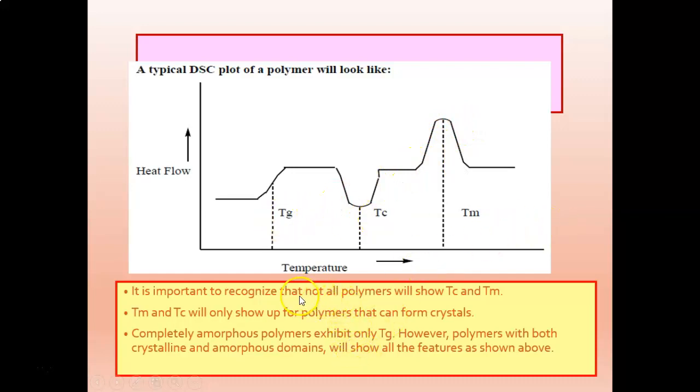So it is important to recognize that not all polymers will show Tc and Tm. Tm and Tc will show up for polymers that can form crystals, and a completely amorphous polymer will exhibit only Tg. However, polymers with both crystalline and amorphous domains will show all the features as shown above. For a polymer that is amorphous, it will only show a Tg value. That's all.